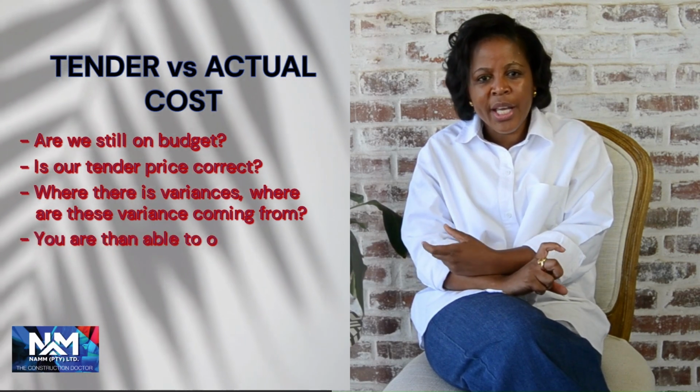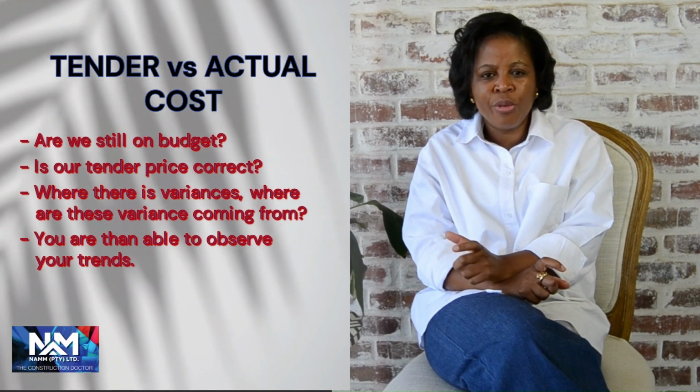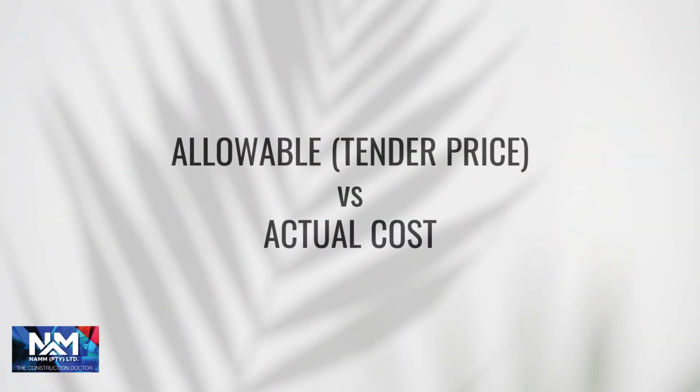You are also then able to observe your trends, right? This gives you a picture of where you see this project ending up. Is there any wastage that you need to be aware of? Or is there any theft that you need to be aware of? As you put together the numbers, you compare the allowable, which is your tender price, versus your actual cost, and that gives you the difference on whether you are making a profit or a loss, or if you are exactly on budget.